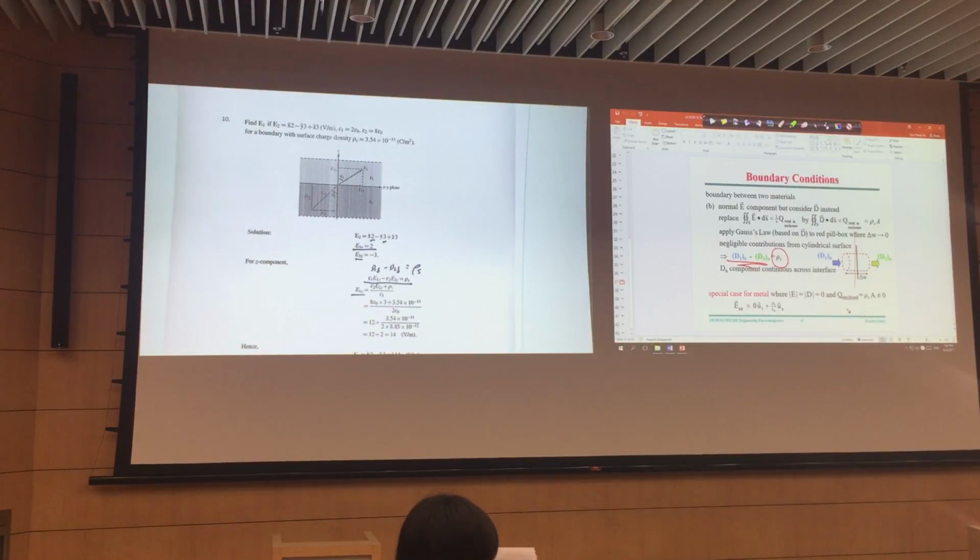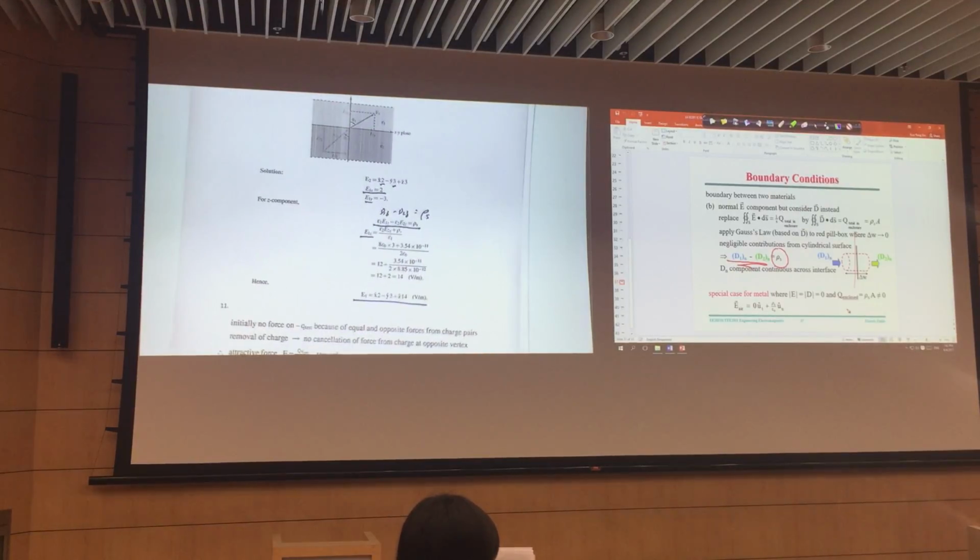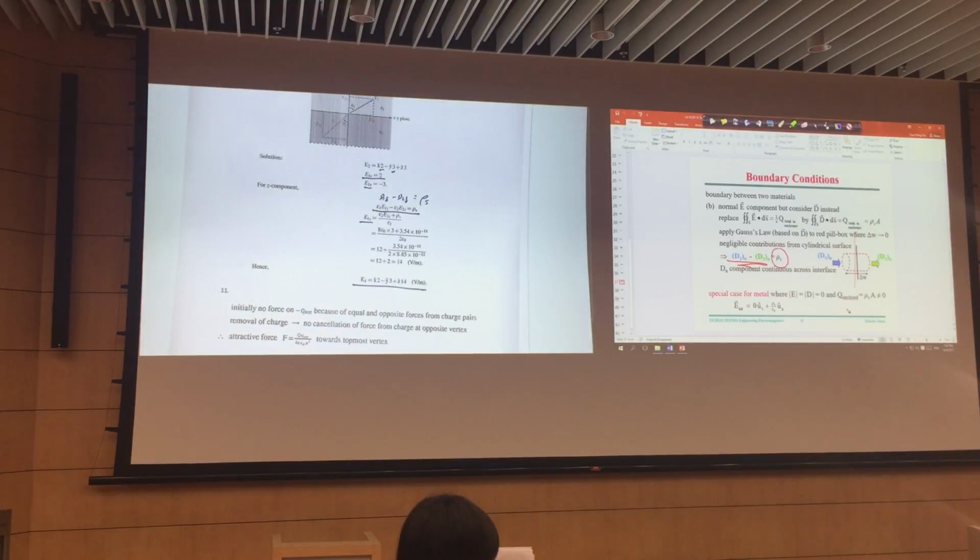So then combine E1x, E2x, and E2z, E1z, and you can obtain this electric field. It's actually quite straightforward. Okay.